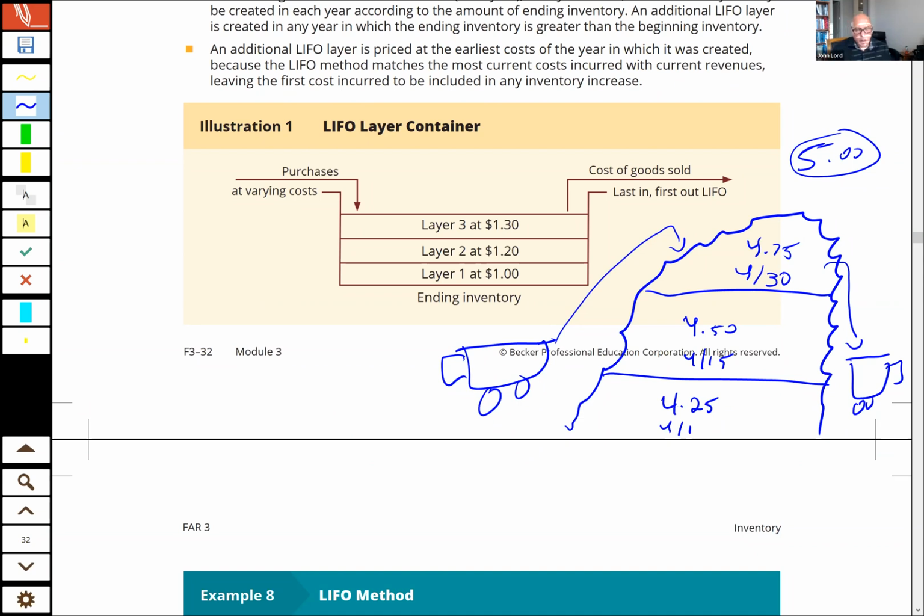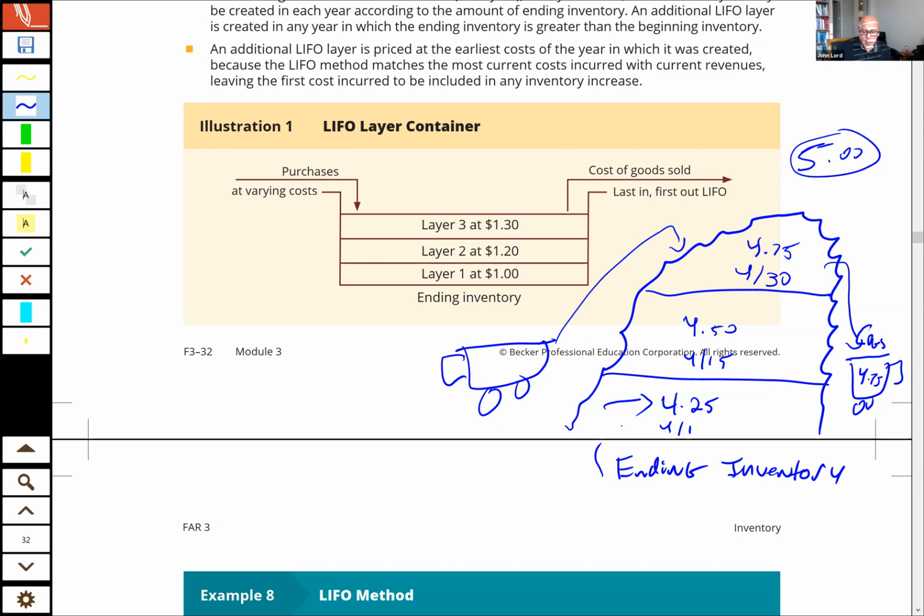Now again, Safeway could do it this way if they want to. It doesn't matter the actual flow of goods. I'm just trying to get a visualization here for us, right? Our cost of goods sold here is what? $4.75. Our ending inventory is $4.25, isn't it? Okay.